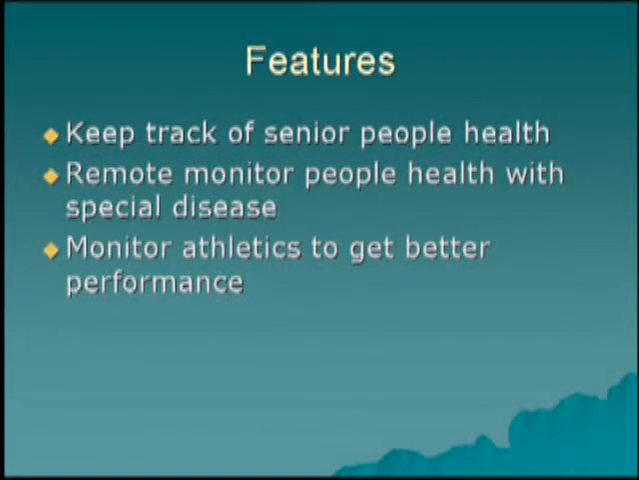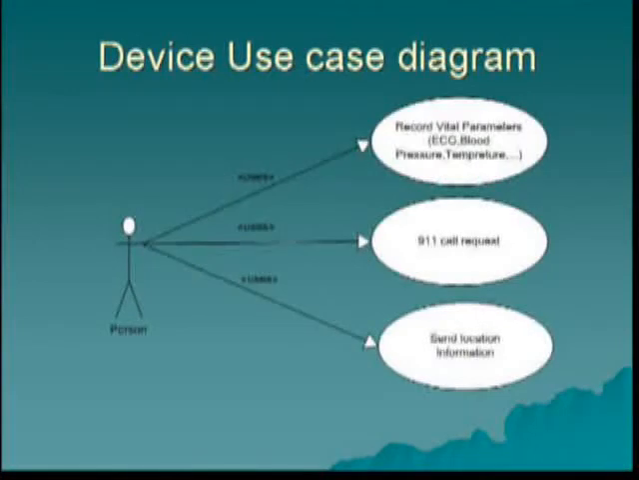There are lots of features in this system, including keeping track of senior people's health, remotely monitoring the health of people with special diseases, and monitoring athletes to get better performance. If we consider a person as an actor, we can find three main use cases in our system. First, recording vital health parameters. Second, calling 911 in case of emergency. Third, sending information about the person's location to the monitoring station.